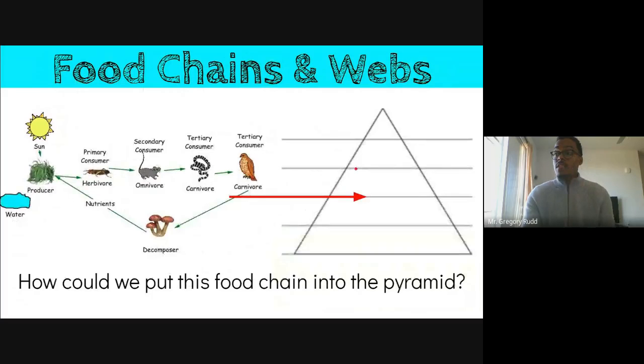Now, if we were to take this food web and put it into a pyramid, what should go at the bottom of the pyramid?